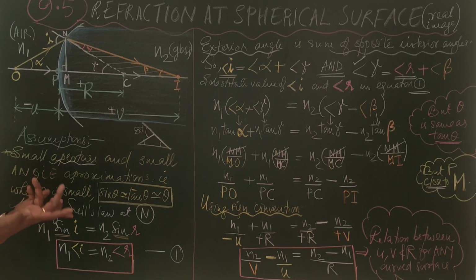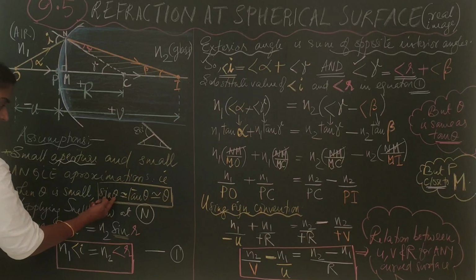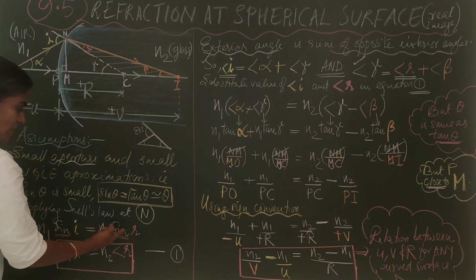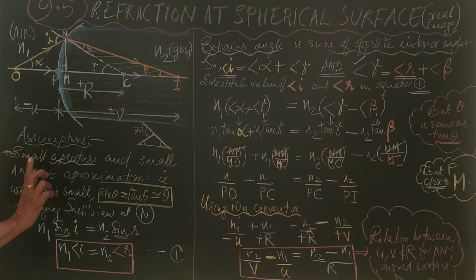Now the approximation: instead of sin i, write angle i. Instead of sin theta, you can write theta. So sin i is angle i, and sin r is angle r.